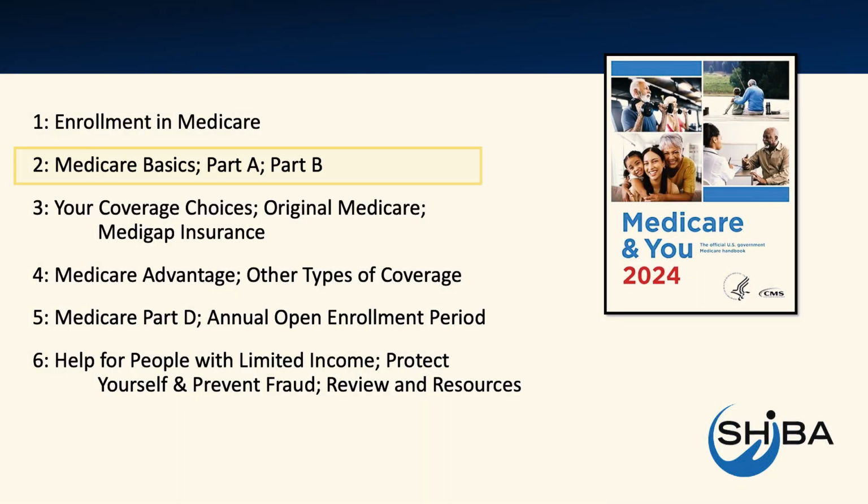This program will provide an overview of Medicare and is divided into 6 sections. You can find this information in greater detail in your Medicare and You Handbook, which is mailed to people with Medicare and can be found on the Medicare.gov website. For easier understanding, you are encouraged to view the parts of this series in order.